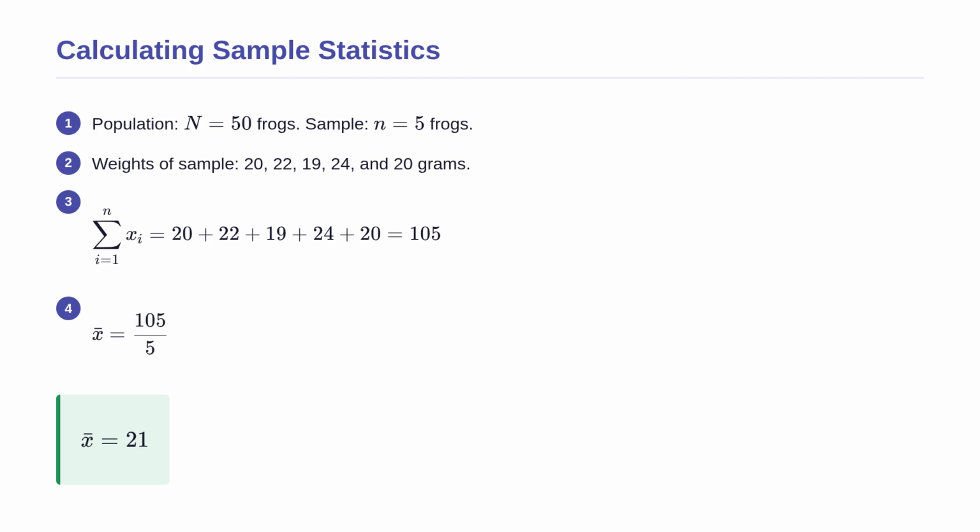First, we add up the weights of the 5 frogs we caught to find the total mass, which gives us 105. Then, we divide that total sum by our sample size of 5. The resulting sample mean is 21. Physically, this means we estimate the average frog in the entire pond weighs about 21 grams.